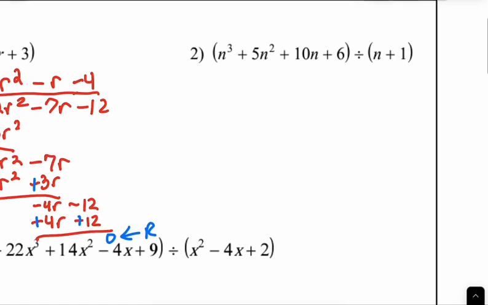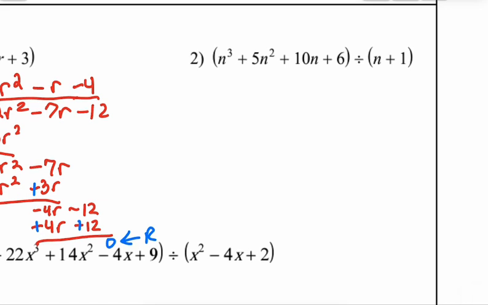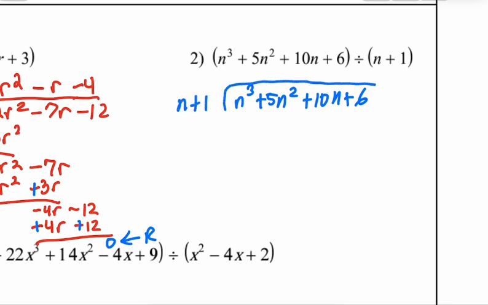Let's do it again. So inside our division box is n cubed plus 5n squared plus 10n plus 6. Check our powers. 3, 2, 1, nothing. Perfect. We are not missing anything. On the outside, n plus 1.